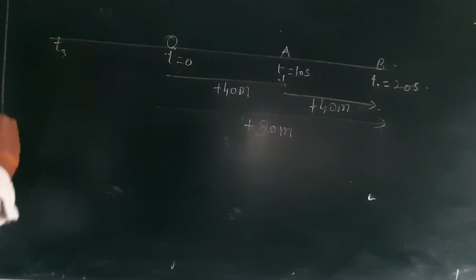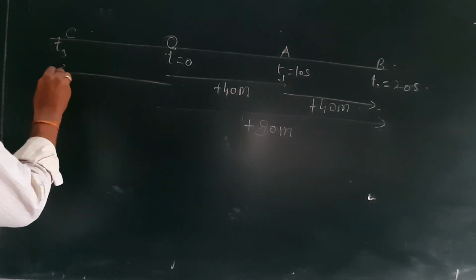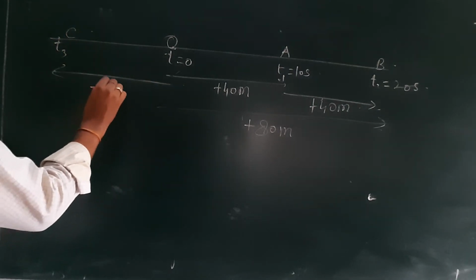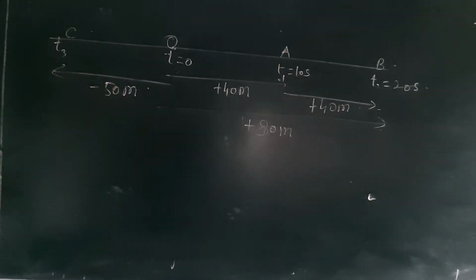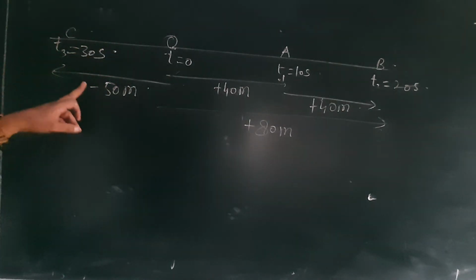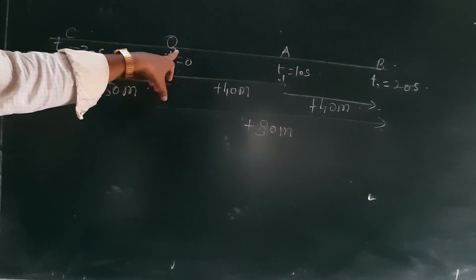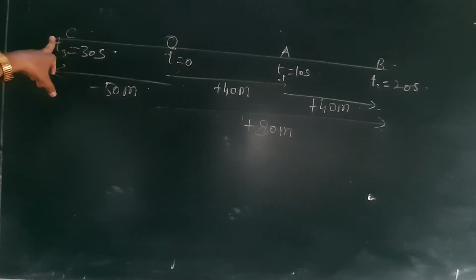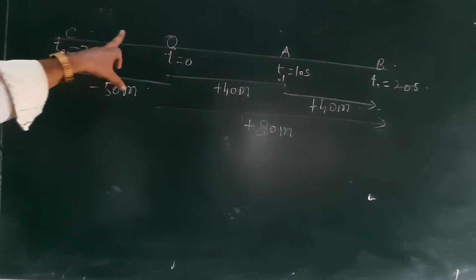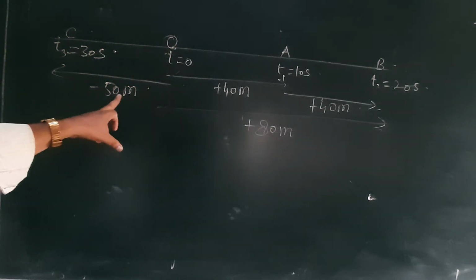Now I am supposing that at t3 time the particle reaches to point C, and this is minus 50 meter. Now at time 30 second, what will be the displacement? The displacement of the particle will be minus 50 meter, because this is the initial position and this is the final position. So the displacement, the shortest distance between initial and final position, is minus 50 meter.